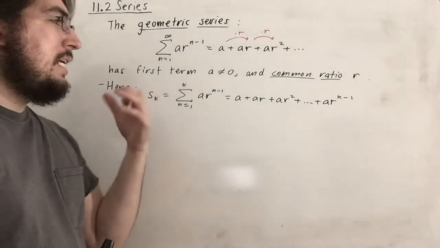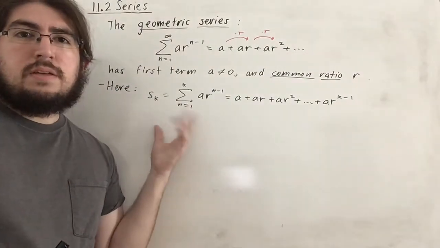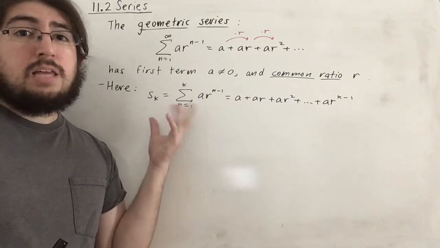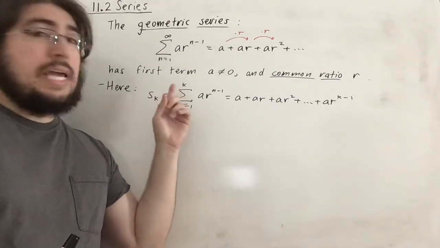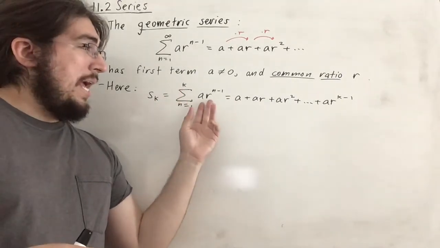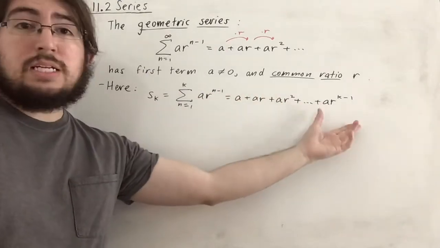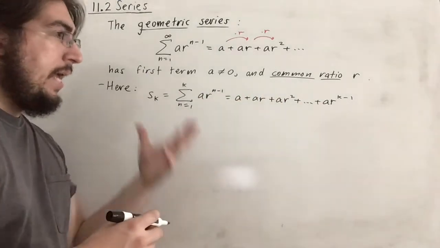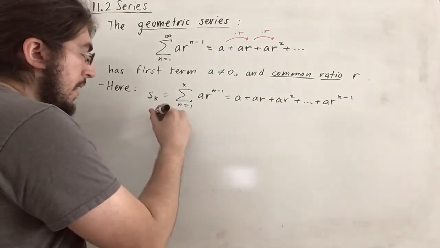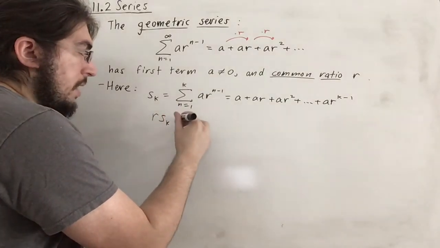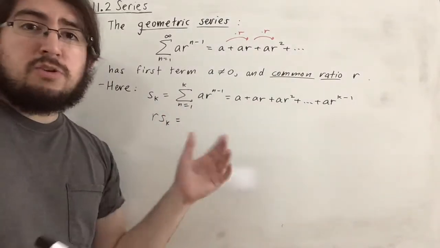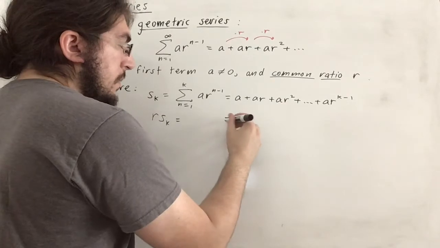Now here, the finite sum, or I guess the kth partial sum, adding up to k, if you plug in k, you'll get a times r to the k minus 1, so that's our last term now. And if you consider multiplying s sub k by r, each of these terms by distribution will be multiplied by r. So let me write that here.